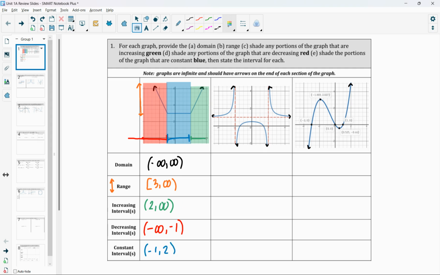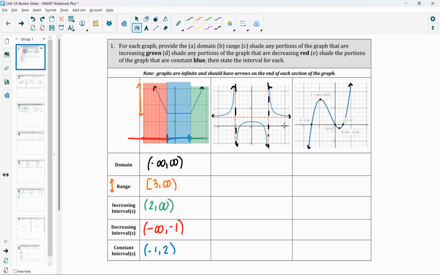For this second graph, the domain, we can see that there are some breaks in the domain. These blue branches are broken apart. We see the first break at this first vertical asymptote, which is at -2. And then we see another break here at +2.